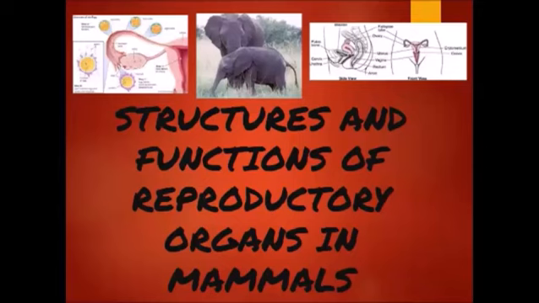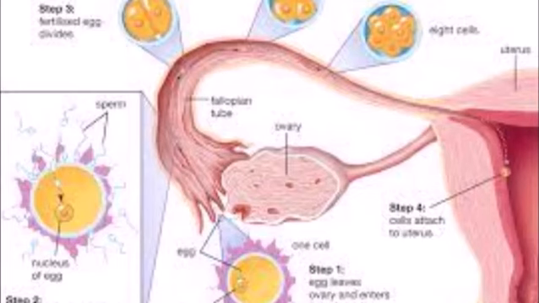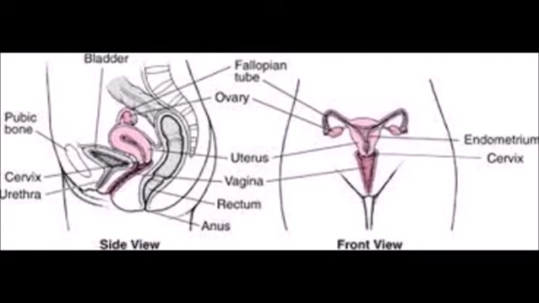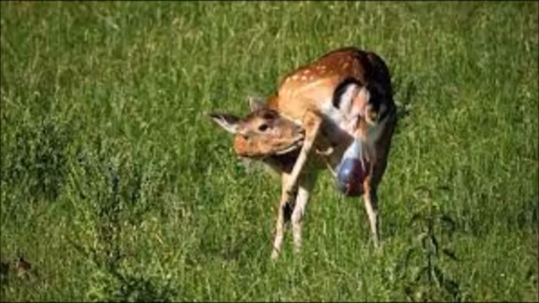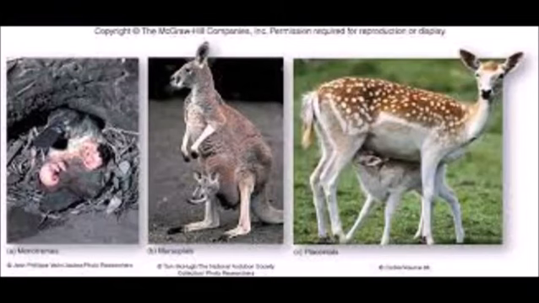Good morning, students. Today we are talking about structures and functions of reproductive organs in mammals. Our focus is on mammals, but as we go on talking about reproduction generally, we are going to be mentioning one or two animals that are not mammals in the process. What is reproduction? Let's start with that.